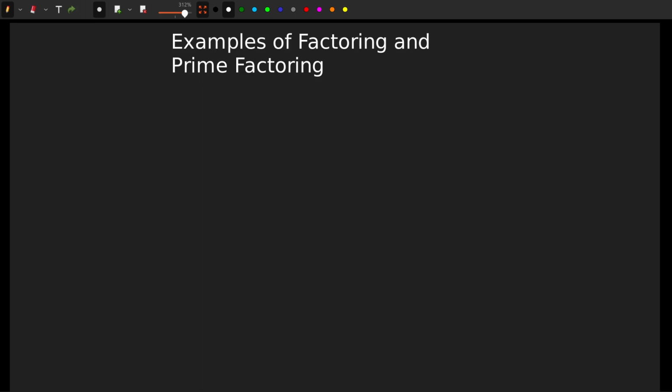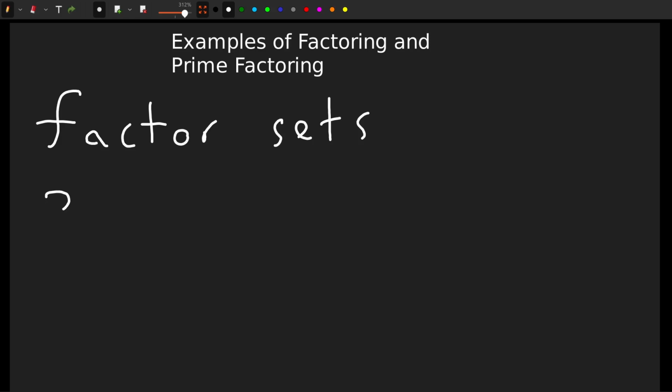Now remember, factor sets are the entire group of factors that make a number. So we'll start with factor sets, so I'm going to go ahead and write factor sets. And we'll start with the number 30. Okay, so for the number 30, we need to find all the factors that make up this number.